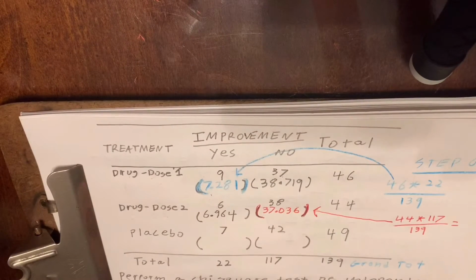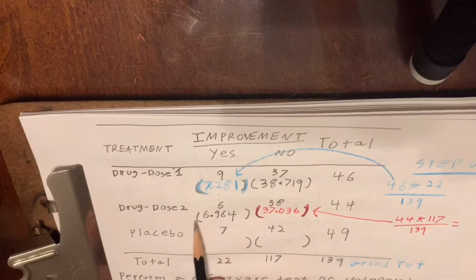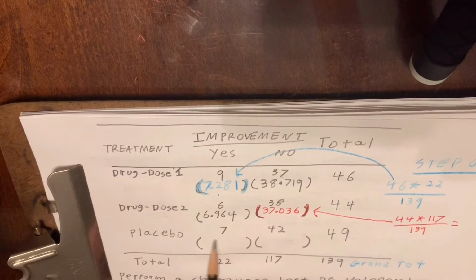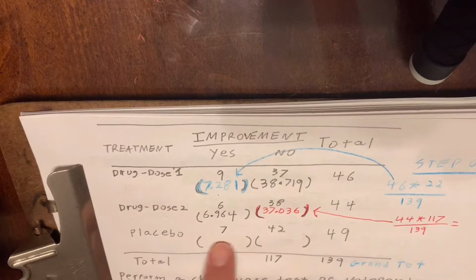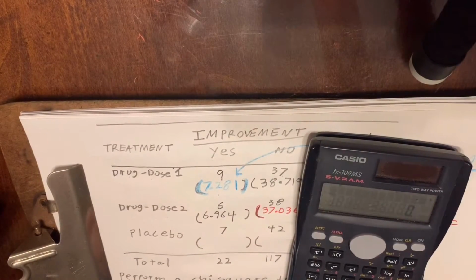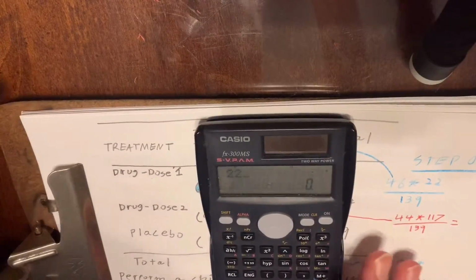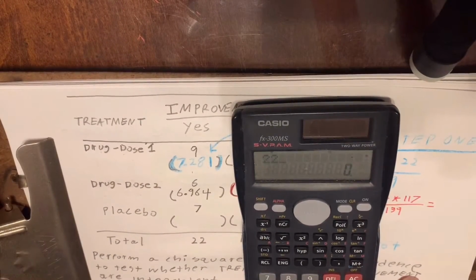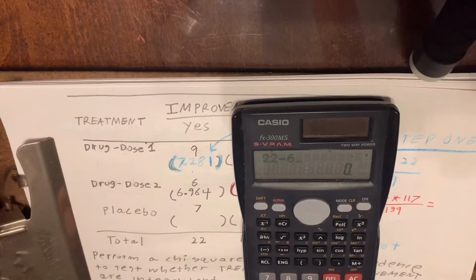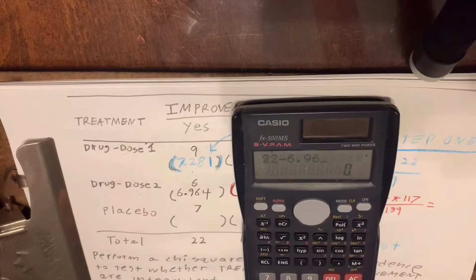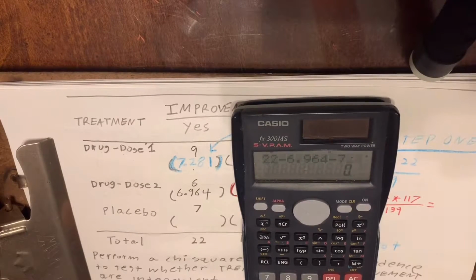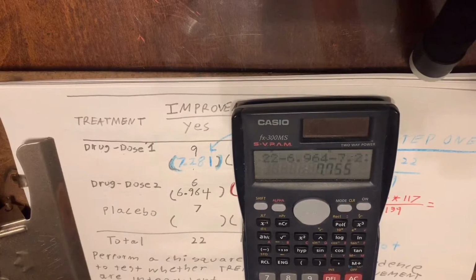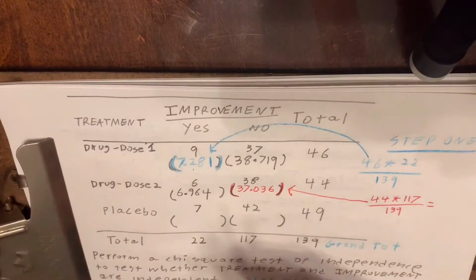Now, if you notice, we can get everything else by simple subtraction. See, this plus whatever this is has to add up to 22. So we can get this quantity just by taking 22. Let me make sure I'm in the frame. Yes, I am. So let's take 22 and subtract 6.964. And then let's also subtract 7.281. Let's see what's left over. We have 7.755.